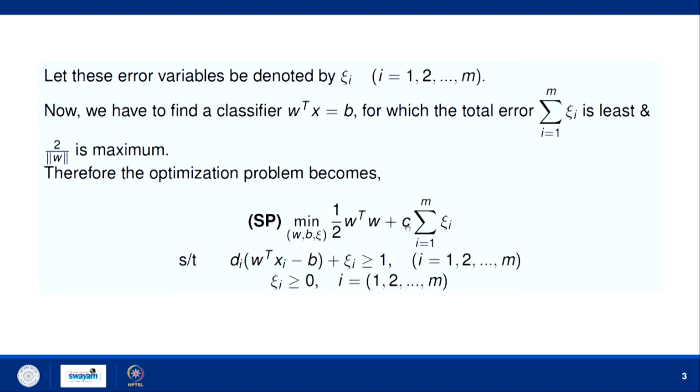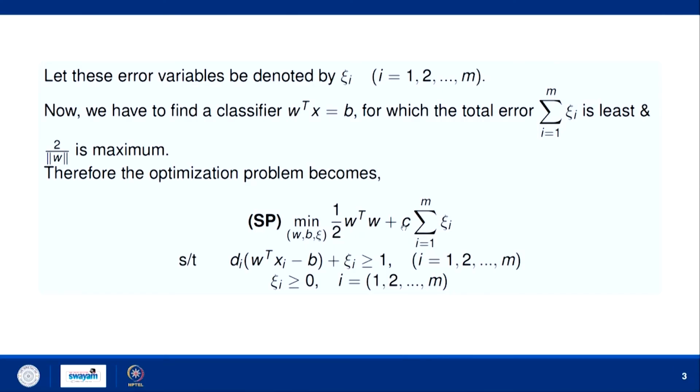Now, what is this C? This C is a free parameter, a scalar, which is greater than 0. So, what is the importance of writing this C? See, here we have two objectives. One objective is to maximize the margin, the other is to minimize the sum of misclassification errors. Basically, it is bi-objective. So, we are trying to make a single objective problem by adding this C.